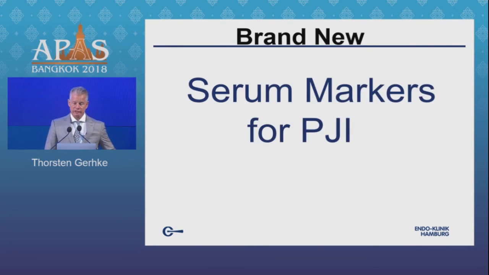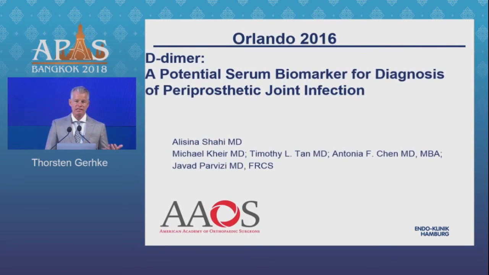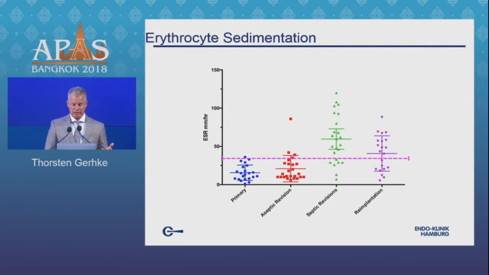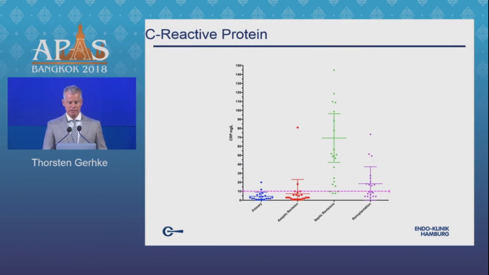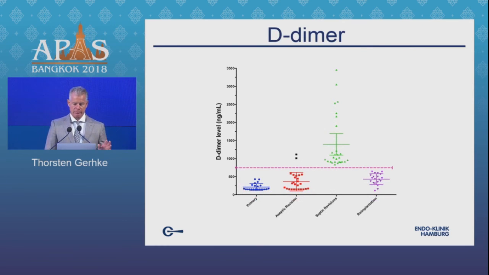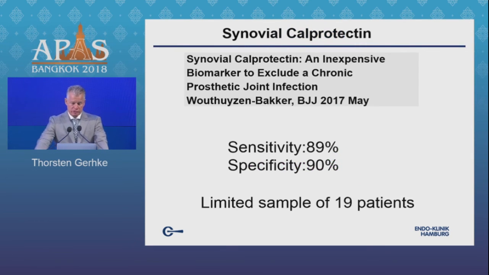So what is really new, all ideas of my friend Jay, serum markers for PJI. D-dimer could be a very, very good diagnostic tool. They did many studies about it, and they found that in contradiction to erythrocyte sedimentation rate and CRP, in the synovial fluid the number of false positives is quite low. D-dimer seems to be a very, very good test. We still do not know why and how we should treat with it.